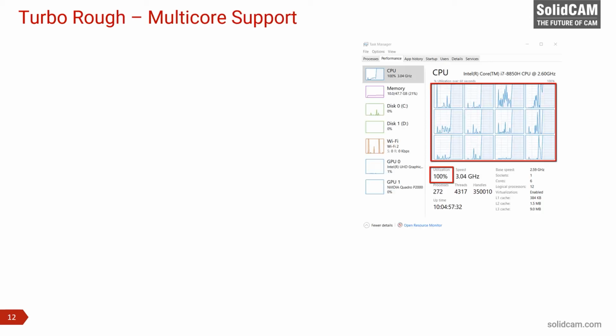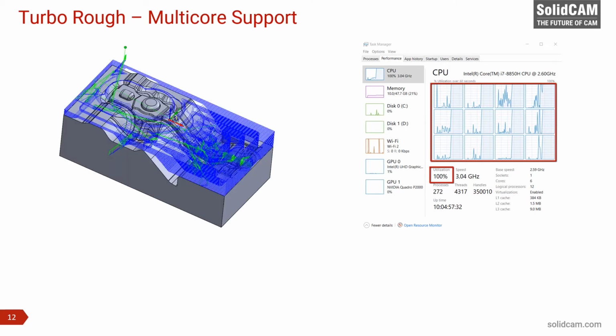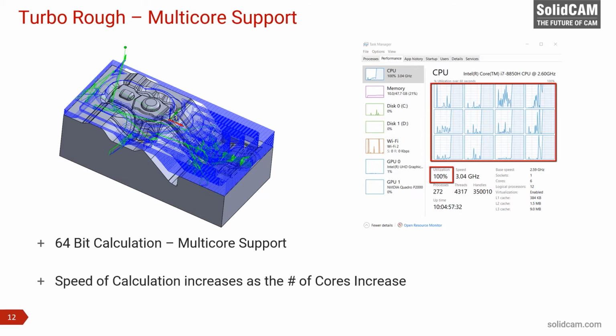So if we look at the functionalities of Turbo roughing or Turbo HSM, we have got multi-core support. It's a true 64-bit calculation engine. Speed of calculation increases as the number of cores increase. Faster recalculation because we store the parameters like a parametric product and we just change the values and the recalculation is almost instant.